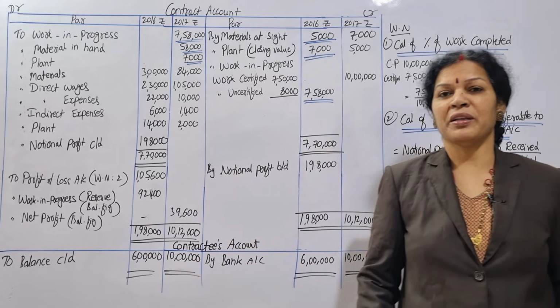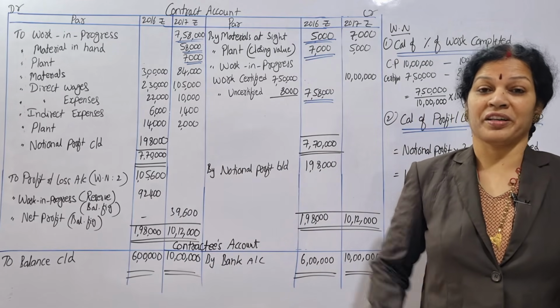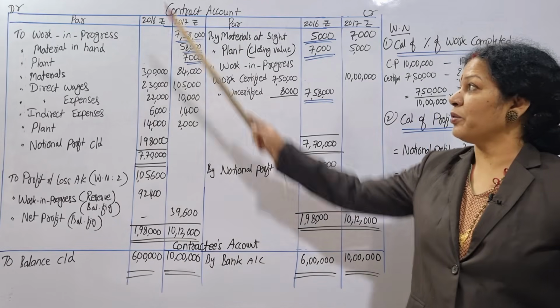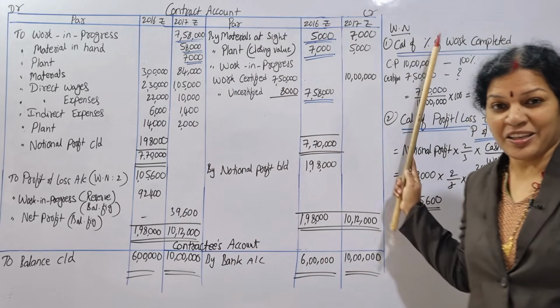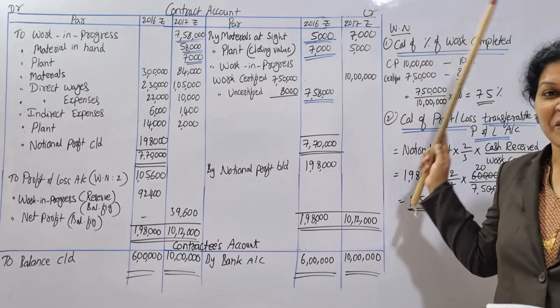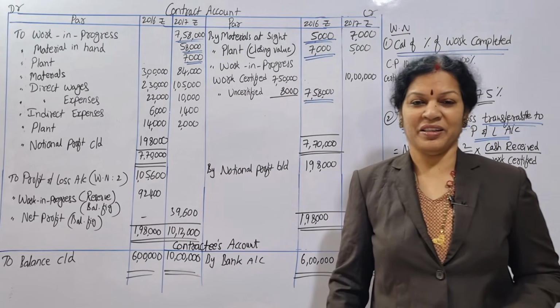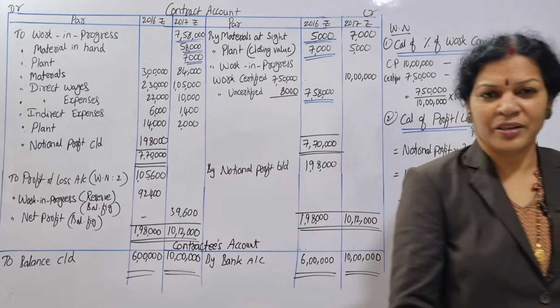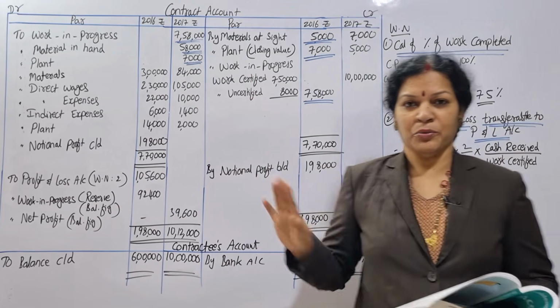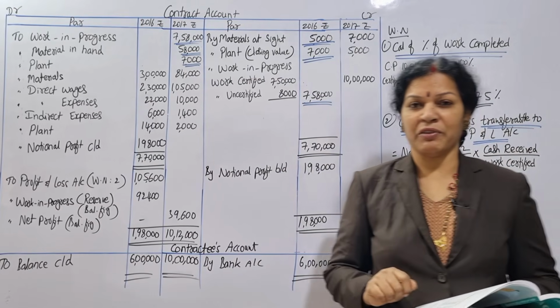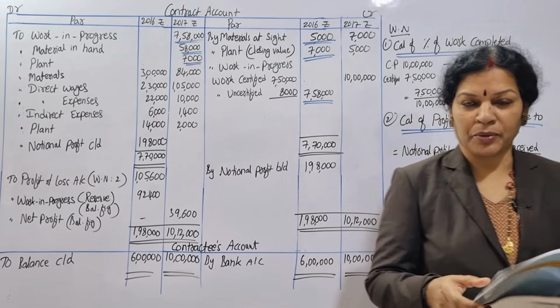Some people prepare this contract account separately, 2 contract accounts also. Contract account for particulars 2016, another contract account for particulars 2017, like this also people will prepare. Doesn't matter, however you prepare. Now the format, you might have an idea. Okay. Now see the problem.